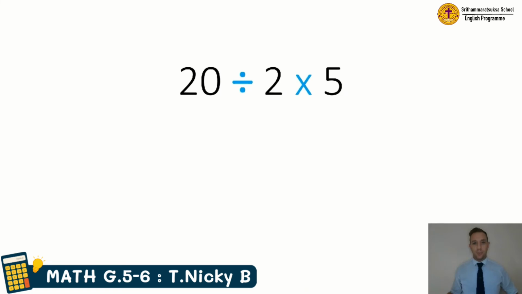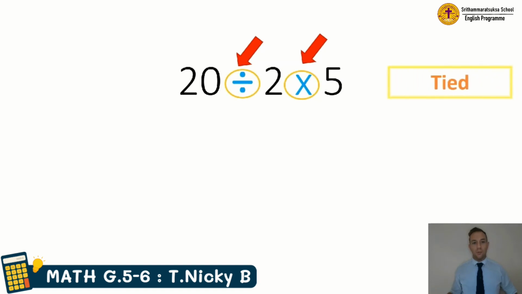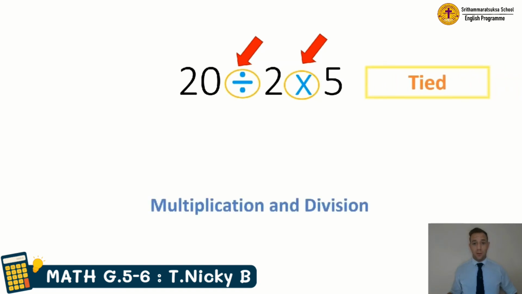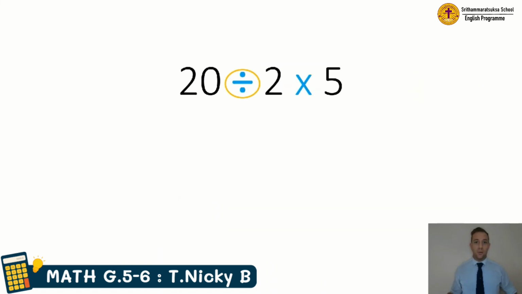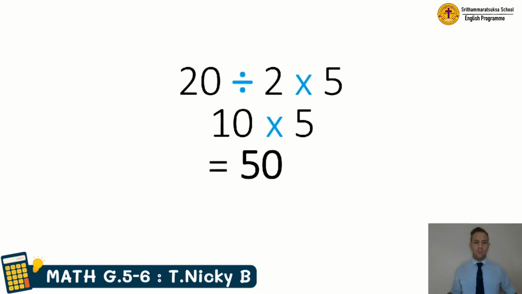Alright, let's look at the problem on the screen. 20 divided by 2 multiplied by 5. In this problem we have both division and multiplication. And we know in terms of our PEMDAS pyramid that they are tied for power. So what rule do we have for multiplication and division in the same problem? Simple. We go from left to right, which means we need to start on the left-hand side of the problem and work our way across to the right. Let's begin. 20 divided by 2 is 10. 10 multiplied by 5 is 50. Pretty easy, right?